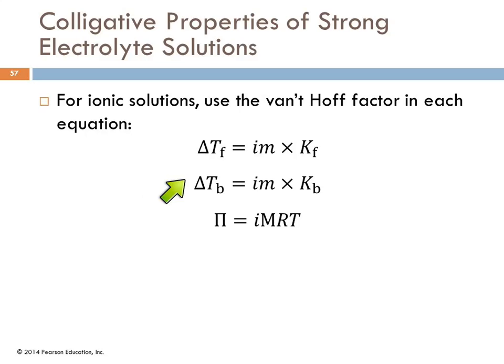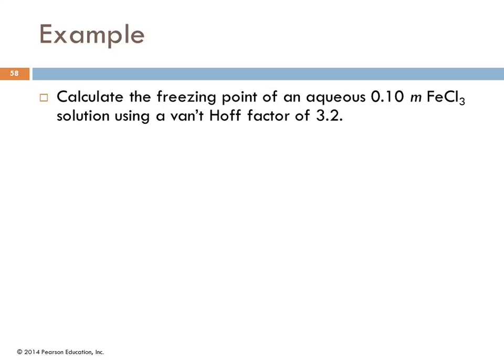And so for the boiling point and for the osmotic pressure, same equations, you just throw this factor in there. Because these are colligative properties, they depend on the number of particles. And when you have ions, you have more particles than the molality or the molarity would have you think that you have. So, calculate the freezing point of an aqueous 0.1 molal iron chloride solution using a Van 't Hoff factor of 3.2.